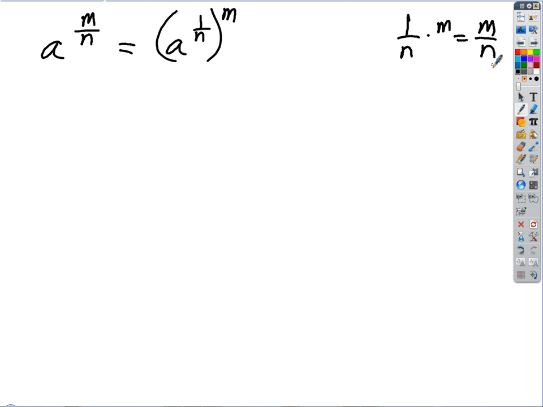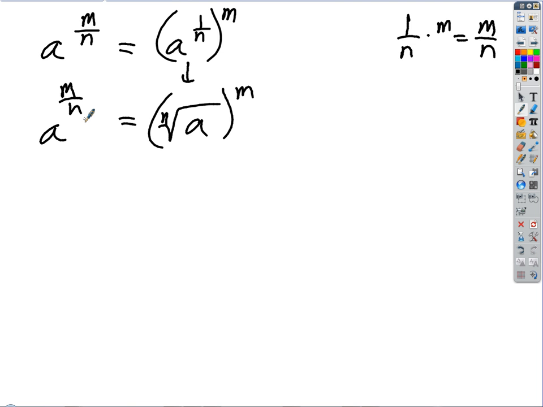Right? What's another name for a to the 1 over n? What did we say about if I have a fractional exponent with a 1 on the top and a number on the bottom? What's another way of writing that? Okay, that's the same thing as the nth root of a, right? To the m. So that's really all this means. If I have a to the m over n power, it's really just the nth root of a to the m. You want to just think of it that way.